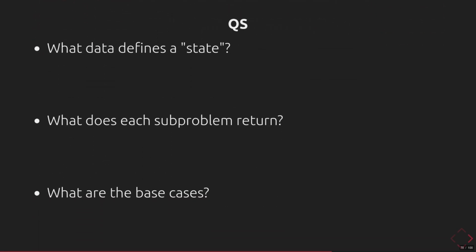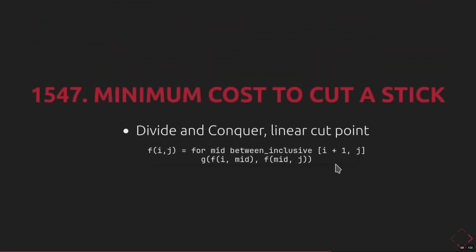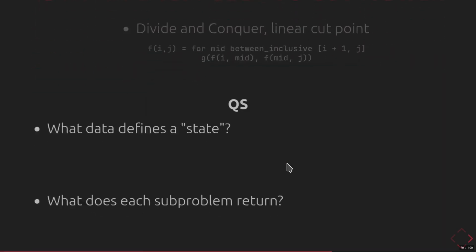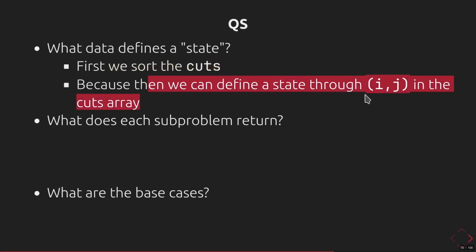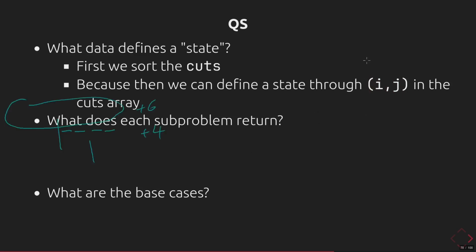I'll show you mine. So when taking this type of pattern, what type of state are we looking at? First we sort the cuts, and then we define our state as basically i, j in the cuts array. And this defines the bounds for what cuts we can take. So these are bounds over the cuts, which is an input array.